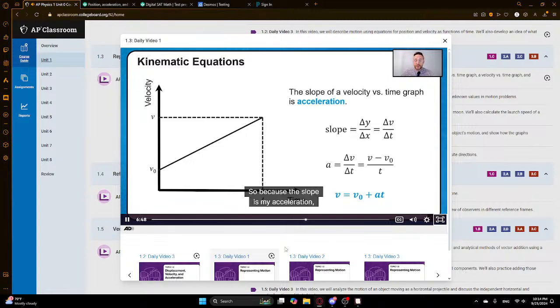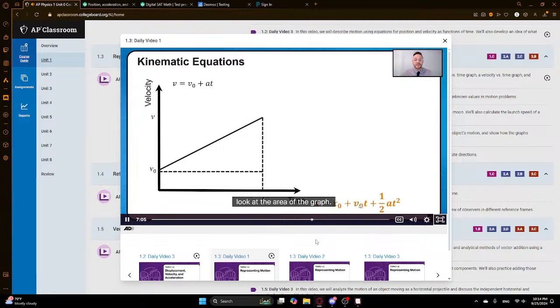So because the slope is my acceleration, and acceleration is change in velocity over change in time, or final velocity minus initial velocity divided by time, I can rearrange this to get this formula. This makes sense. The next thing we're going to do is look at the area of the graph.